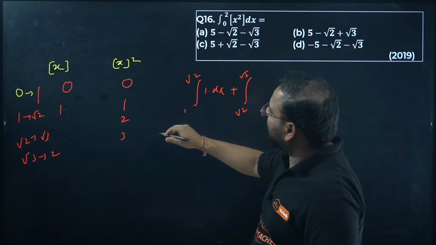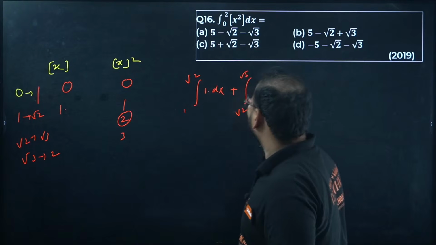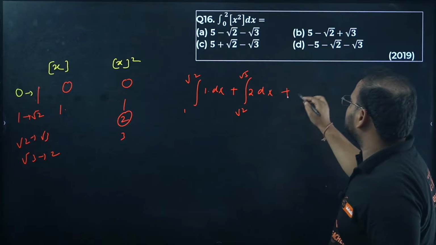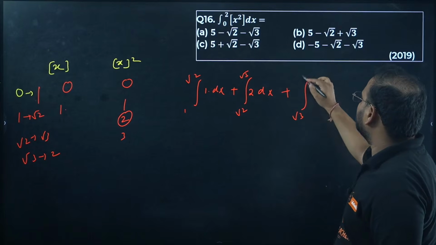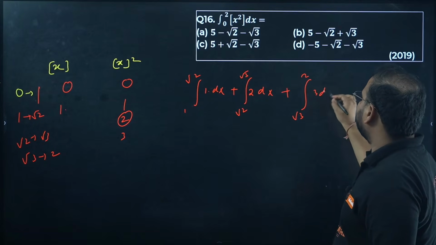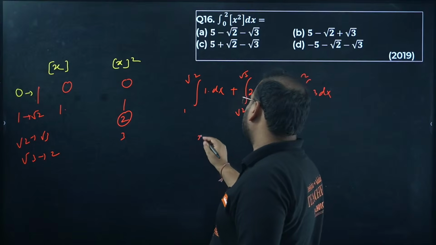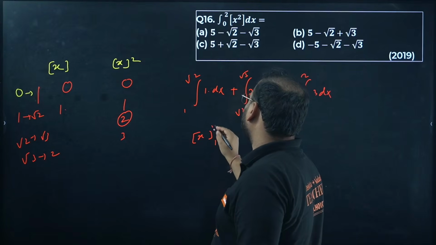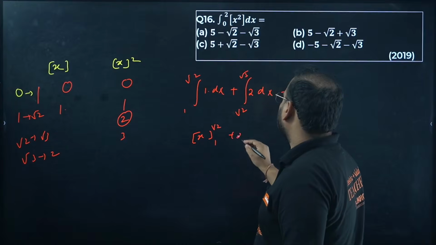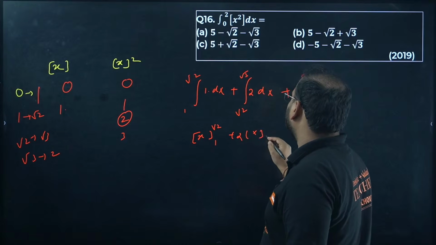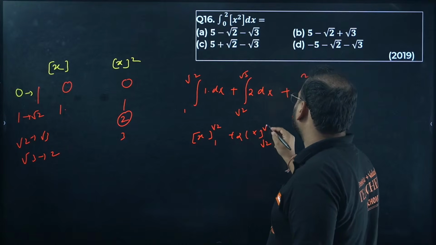And we have over here what value? 2. So 2 dx. And last one, root 3 to 2. You'll have here 3 dx. Integrate now. You'll get x from where to where? 1 to root 2. Over here you're going to get what? 2 times of, again x from where to where? Root 2 to root 3.